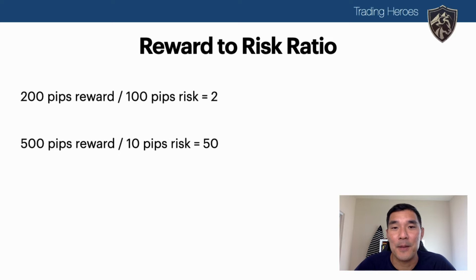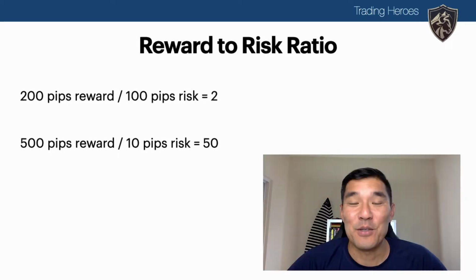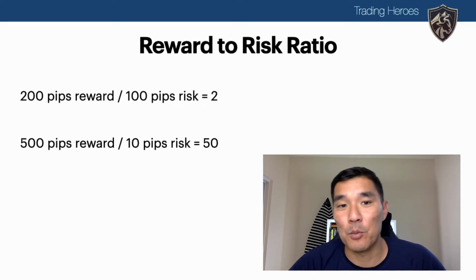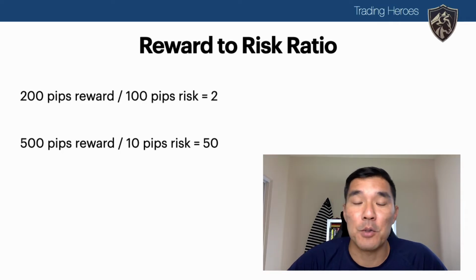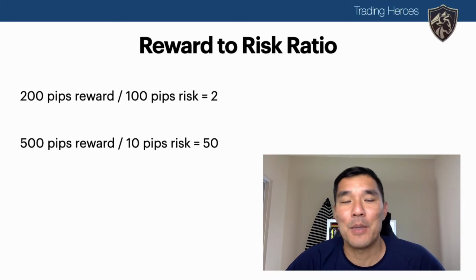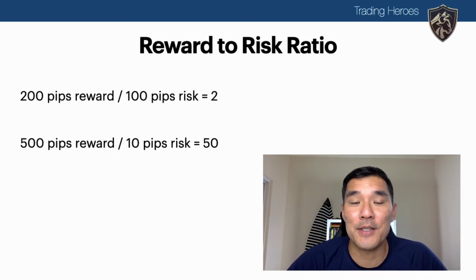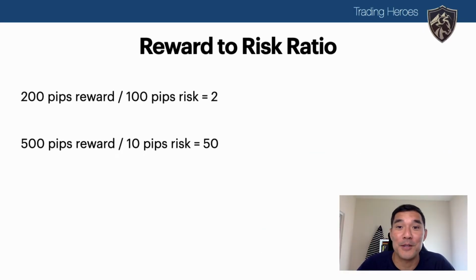First, I want to clarify something. This is often referred to as risk to reward ratio, but in reality, it is the reward to risk ratio. So you want to have the reward over the risk, and it's not the risk over the reward. For example, let's say that you got 200 pips of reward and you risk 100 pips to get it. So your reward to risk ratio would be 2. And same thing if you had 500 pips of reward and you took 10 pips of risk, your reward to risk ratio would be 50. So if you're new to trading, that will help you understand the tool better.